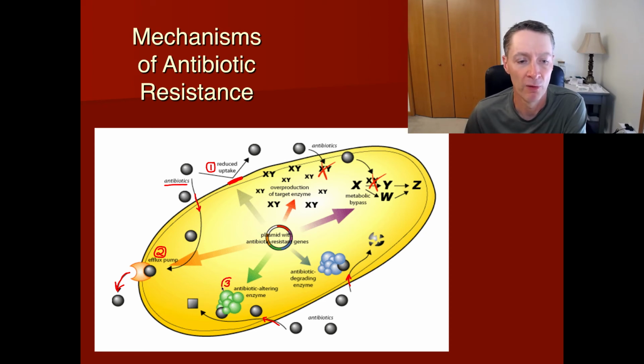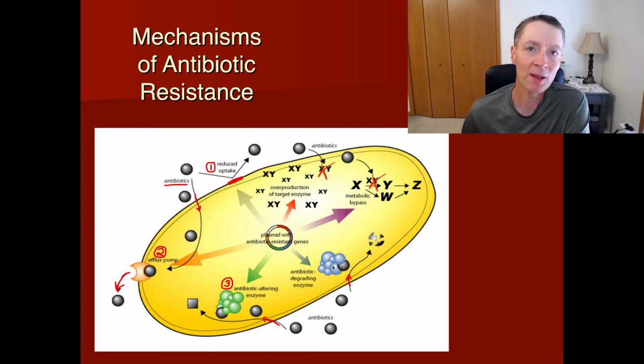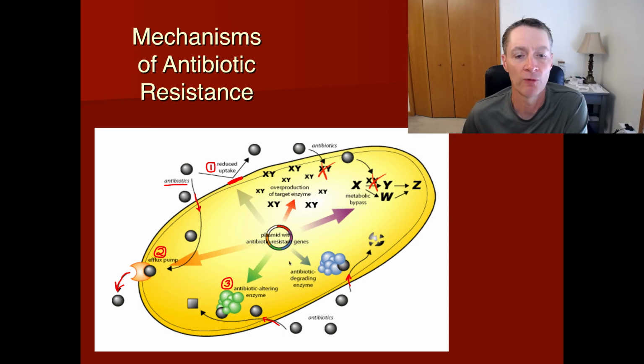So third mechanism, okay? Somewhat related to this might be an antibiotic degrading enzyme coded for by a gene. So it doesn't just change the shape, it totally obliterates that antibiotic. Not going to kill the cell now, right? Because it just destroys it. So an antibiotic degrading enzyme, fourth mechanism.